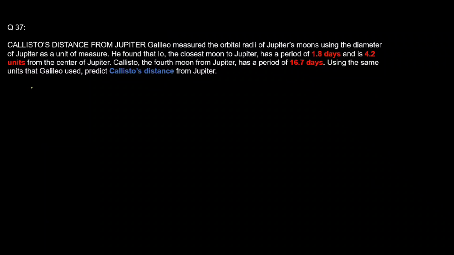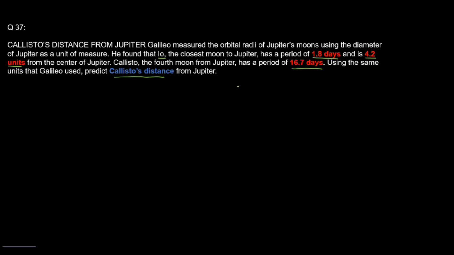In this video, we are going to discuss problems based on Kepler's third law. Galileo measured the orbital radii of Jupiter's moon using the diameter of Jupiter as a unit of measure. He found that Io, the closest moon to Jupiter, has a period of 1.8 days and is 4.2 units from the center of Jupiter. Callisto, the fourth moon from Jupiter, has a period of 16.7 days. Using the same unit that Galileo used, predict Callisto's distance from Jupiter.